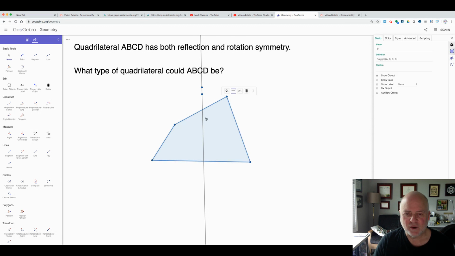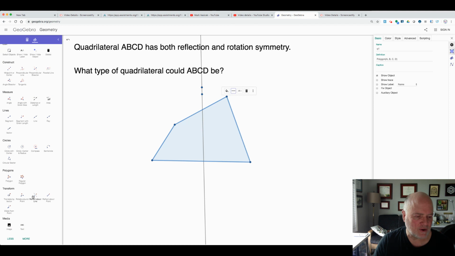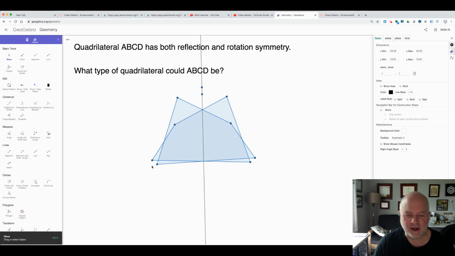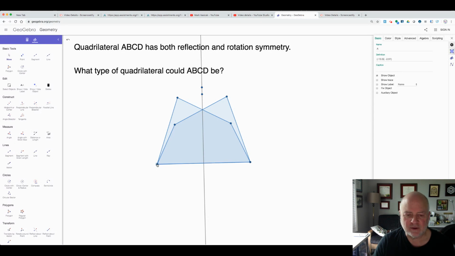If I reflect this object across a line, it means that this point and this one are along a line that's perpendicular to my line. Now, if I can move this point, maybe I can get those to line up. I'm going to move this down. Hey, look at that, now they line up. I could also make these other points line up by moving them around. I can't move this one because it's dependent. I can move this one and make it go like that. This shape has reflection symmetry.